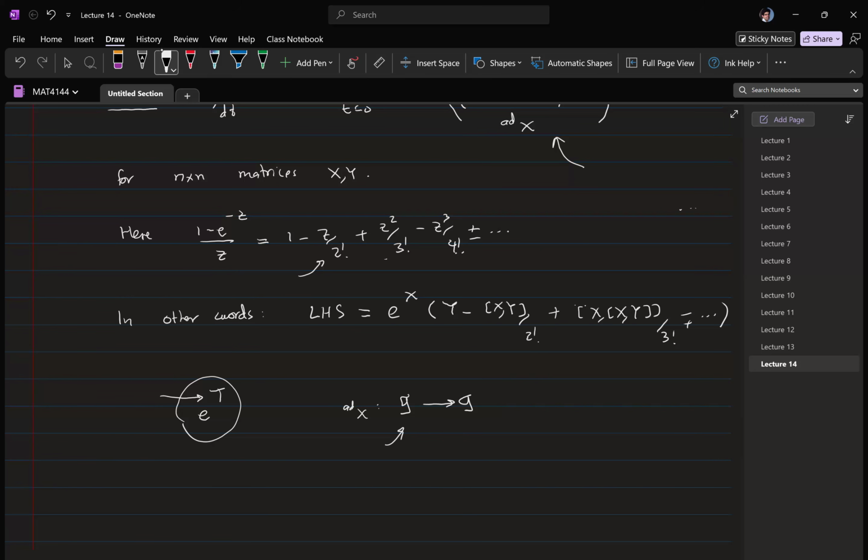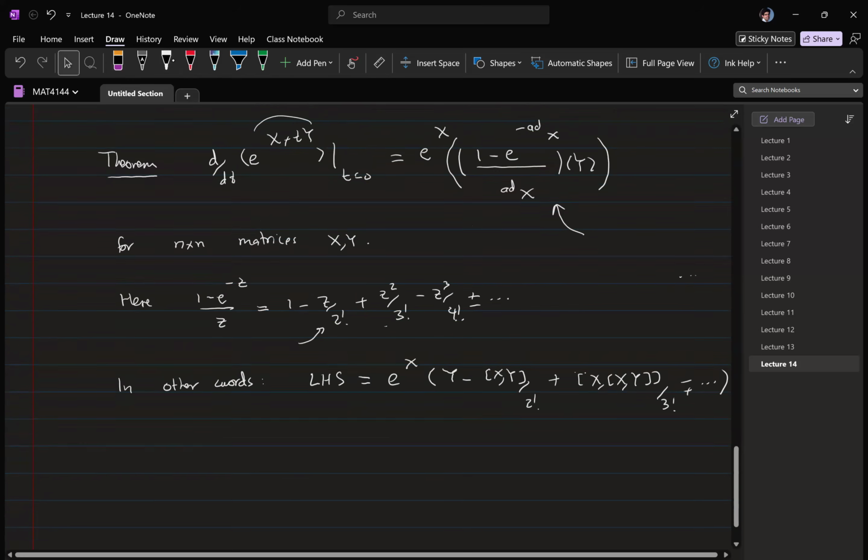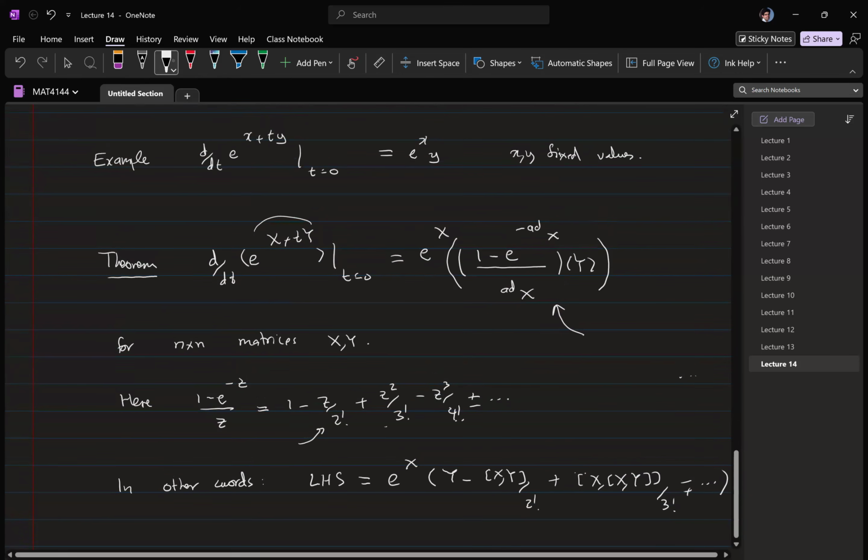Okay. So basically, the right-hand side really is a linear transformation on the vector space G, the Lie algebra, right? As it should be, because this exponential on the left is also some map from G to G, right? This is how we should understand it, as e to the x.